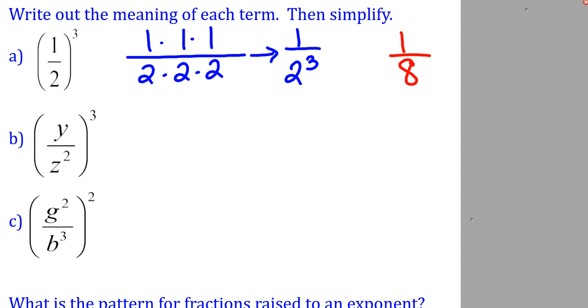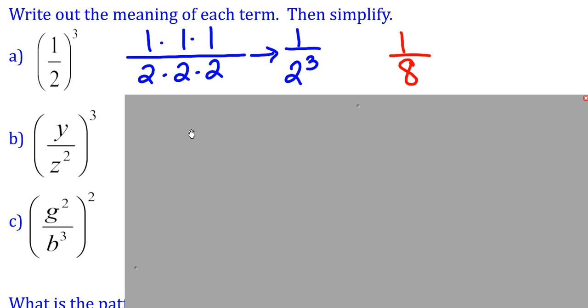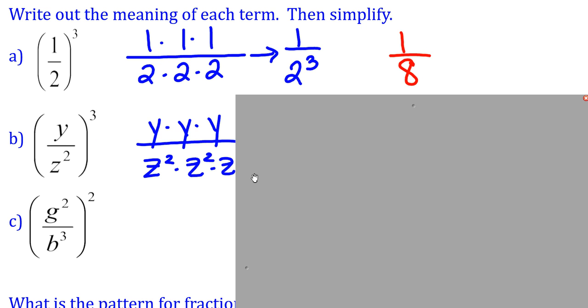Let's take a look at our part for b. Here we have the quantity y over z squared cubed, or to the third power. Well, again, what's the meaning? Well, we have 3 sets of what's on the inside of our quantity. So 3 sets of the numerator and 3 sets of the denominator. And again, we're going to look to see, is there any simplifying we can do, dividing out greatest common factors from the numerator and denominator? In this case, we do not.